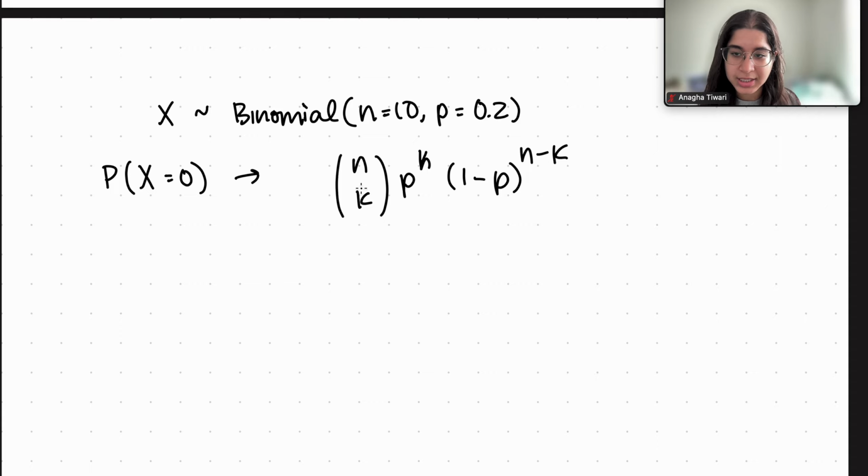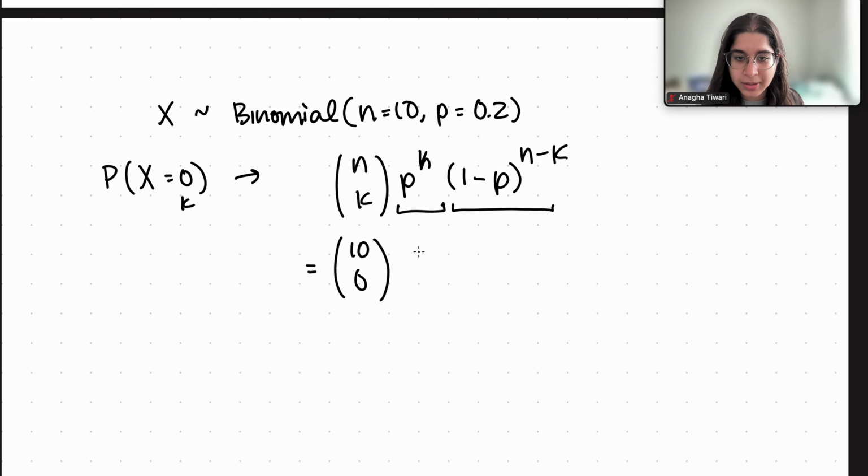So out of n trials, k, where k represents this value that we're trying to find the probability of, we want to see n choose k times the probability of success, p to the power of k, times the probability of failure, 1 minus p to the power of n minus k. So when I want x equals 0, that's out of 10 trials, 10 choose 0 times 0.2 to the power of 0 times 0.8, 1 minus 0.2, to the power of n minus k.